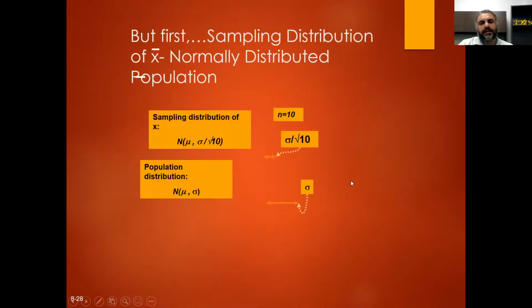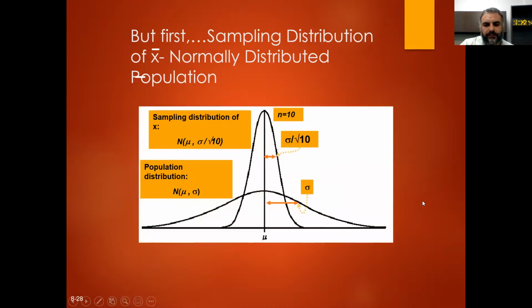Okay, so let's take an example. For example, if we have n equals 10, this is the notation for a normal distribution. Usually we put mu, then the standard deviation, which in this case will be sigma over the square root of 10. And this is the bell shape.